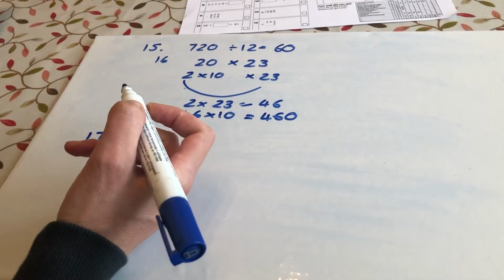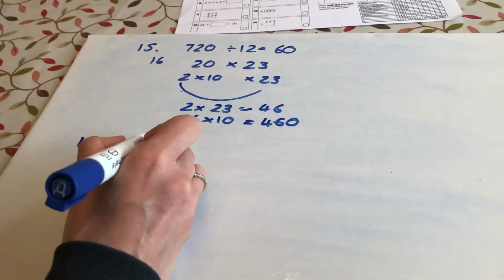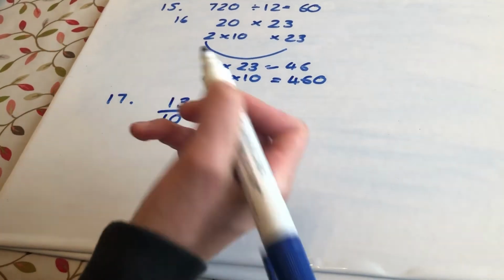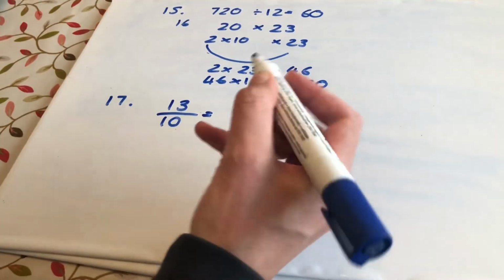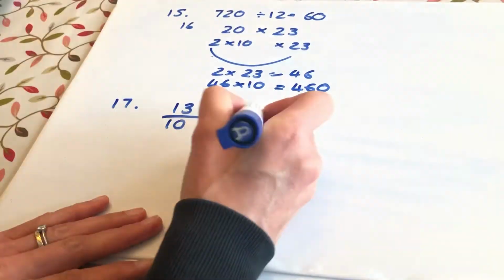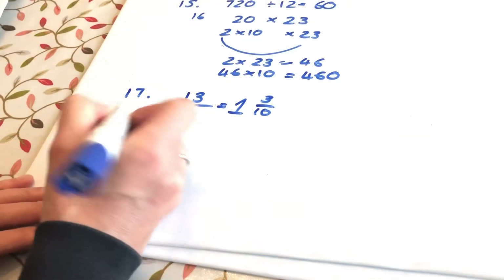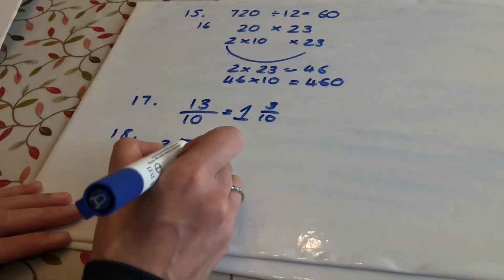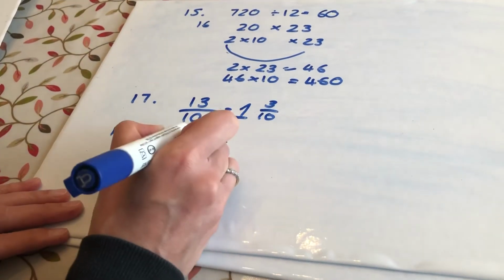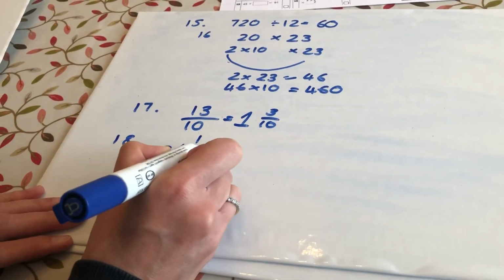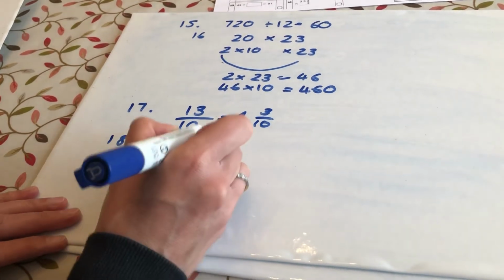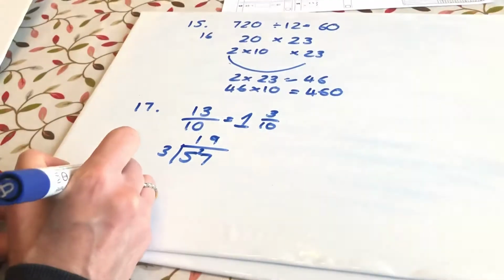Question 17, 4 tenths add 9 tenths gives me 13 tenths. This is an improper fraction. You could have also written it as a mixed number, 1 whole and 3 tenths. Question 18, how many 3's go into 57? 3's into 5 goes once, there's 2 left over, bring it to the next column. 3's into 27 goes 9.